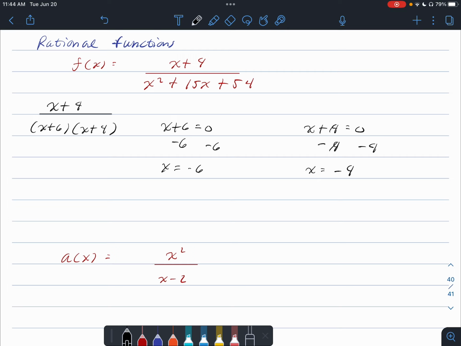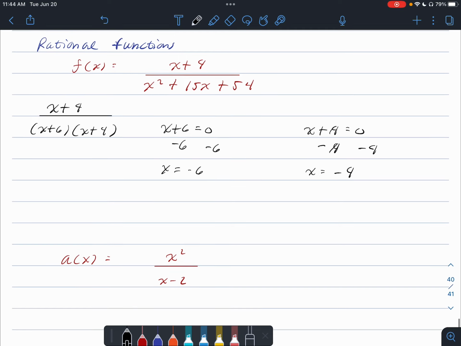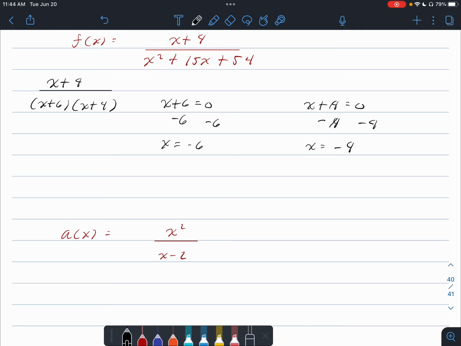But if we want to find the domain, we want to find every value that is not the excluded values. So how would we do that? Think of it in interval notation. We want to include every single number on the number line except for these values. So we can write it as follows. We can write the interval from negative infinity to negative 9, and we're not going to include the point negative 9, so we use a parenthesis here.